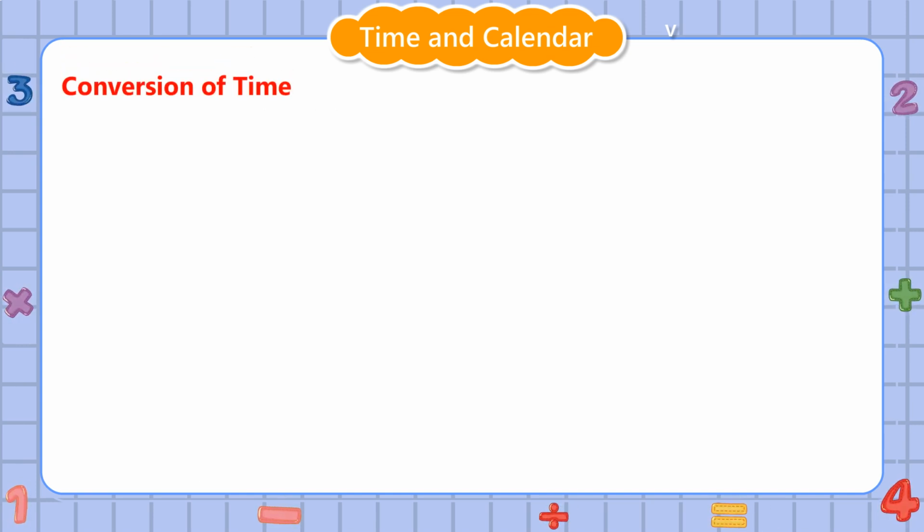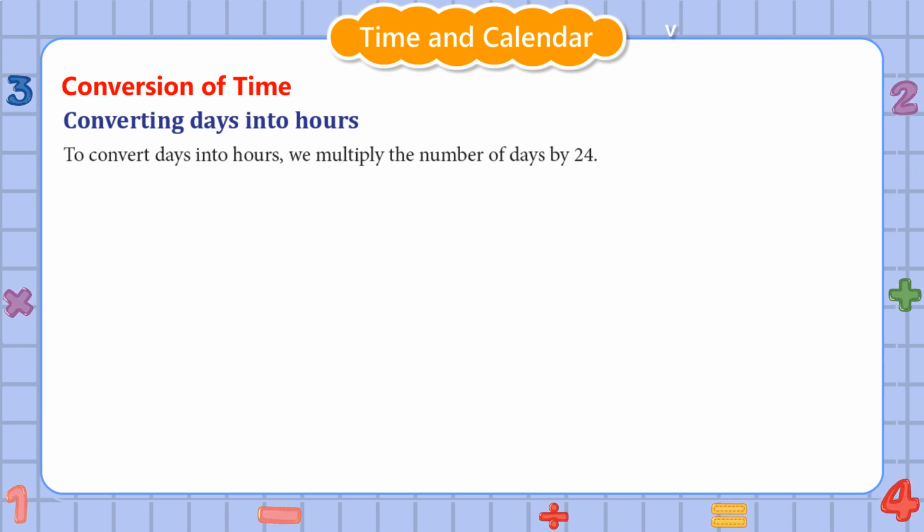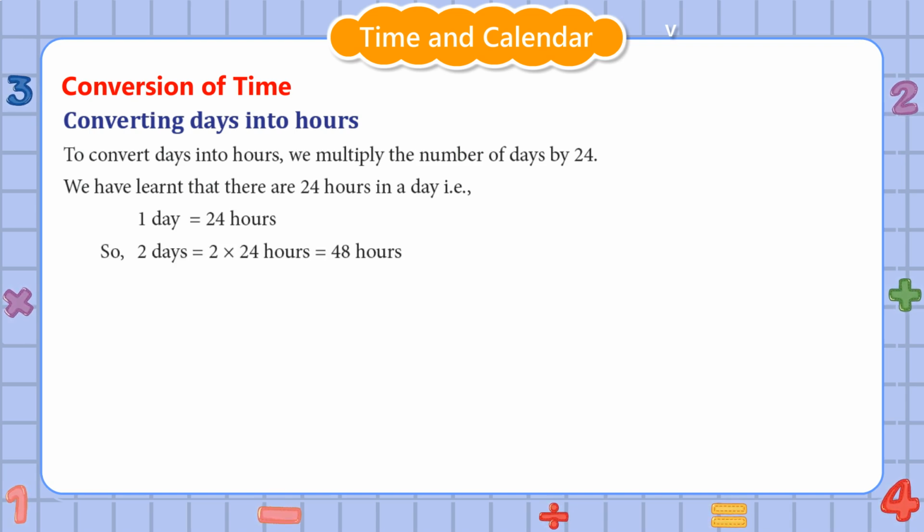Conversion of time. Converting days into hours. To convert days into hours, we multiply the number of days by 24. We have learnt that there are 24 hours in a day. That is, one day is equal to 24 hours. So, 2 days is equal to 2 multiplied by 24 hours. It is equal to 48 hours. 3 days is equal to 3 multiplied by 24 hours.